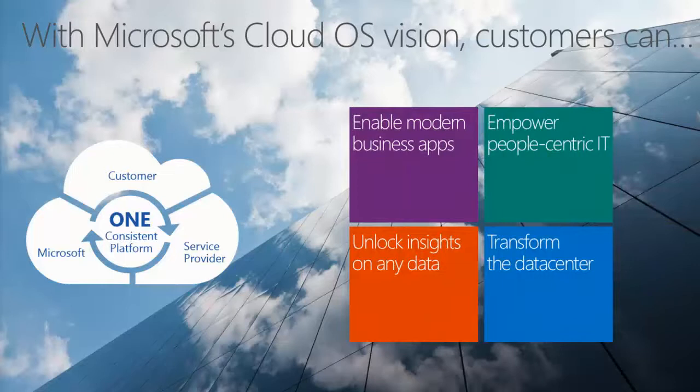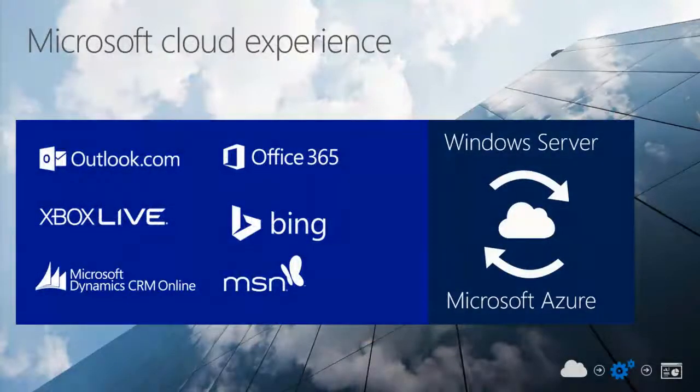So we envision this consistent cloud platform. The diagram on the left is exactly what we're referring to: the customer data center in your organization, Microsoft's public cloud data center, and the service provider data center, delivering this consistent cloud platform that can run in any of these data centers to enable modern business applications, empower people-centric IT, and unlock insights on any data. That is the transformation of the data center, ultimately delivering Office 365, Xbox Live, Bing.